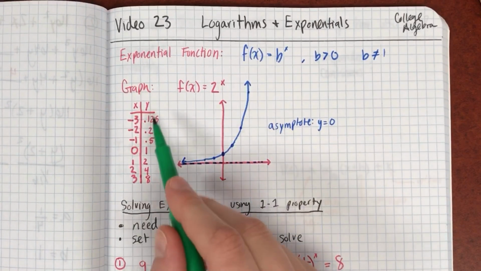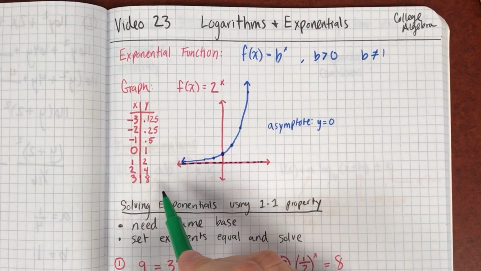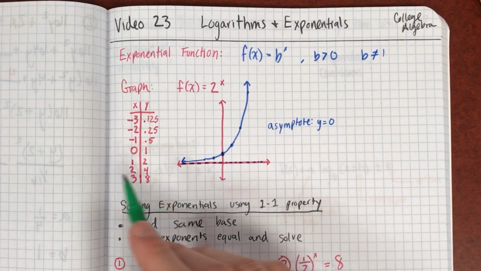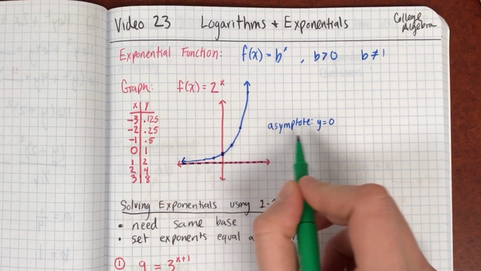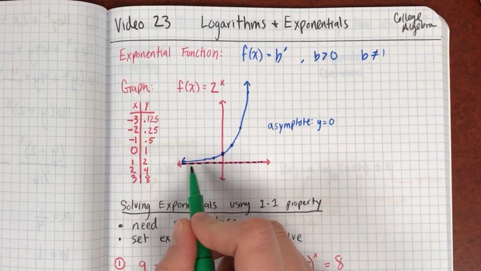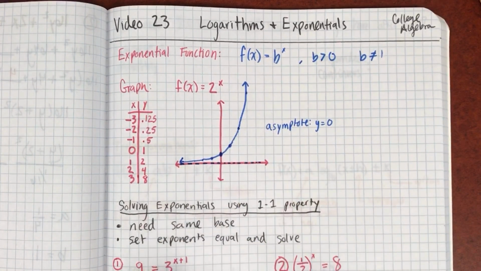All right, we can make a table. We can do that just by plugging in values, or we can look at our graphing calculator or Desmos. Okay, this is what our function looks like, and we've got an asymptote at y equals 0. So we've got kind of like a wall that this function cannot pass through.